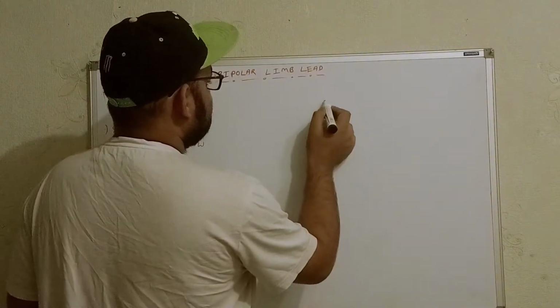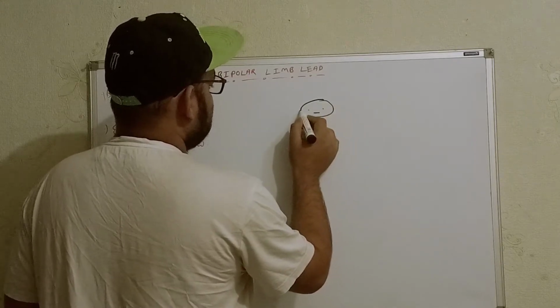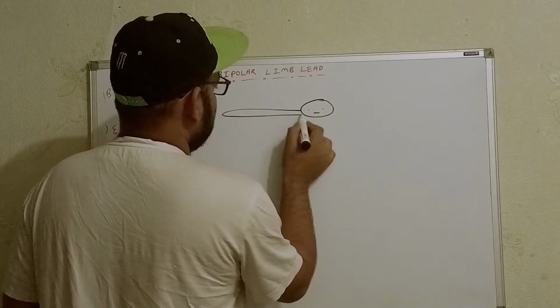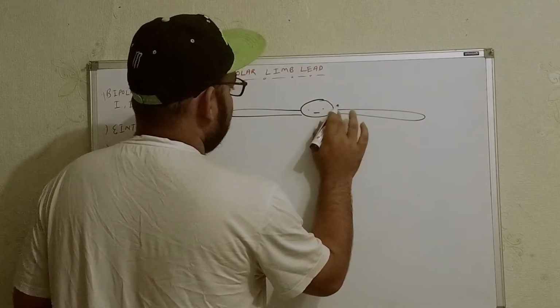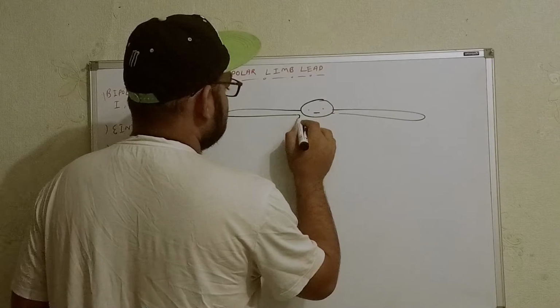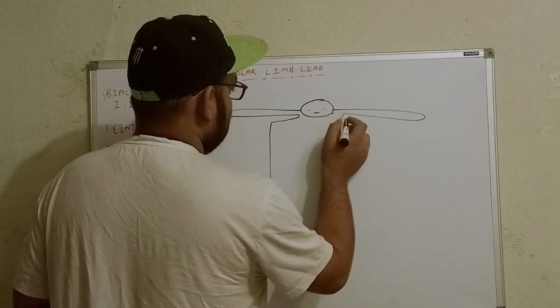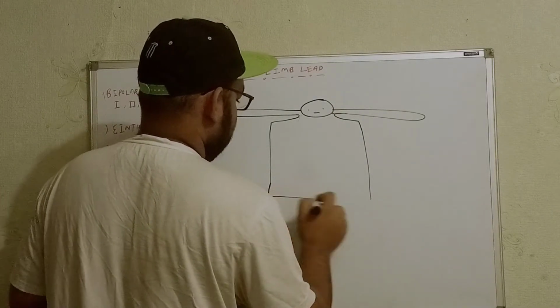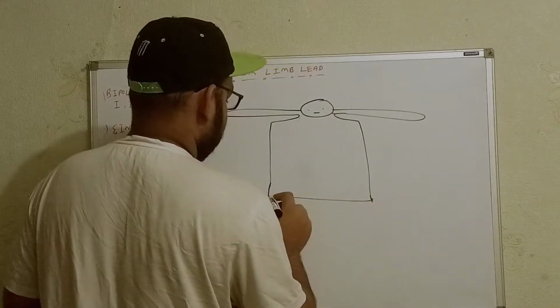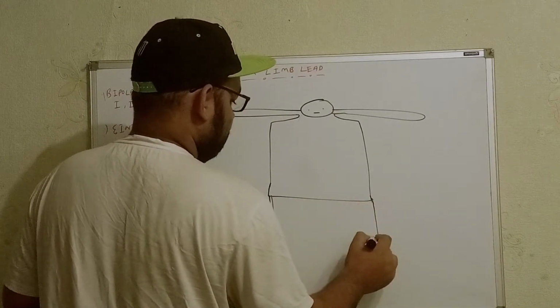I'm just taking the individual over here. Now see, these are the limbs. Let me draw this part over here. As you know, this is the lower limb.